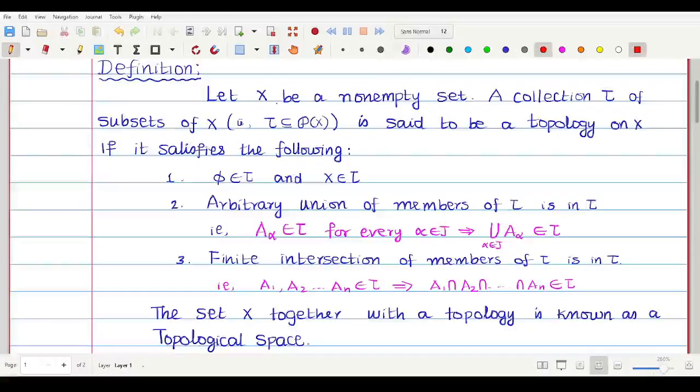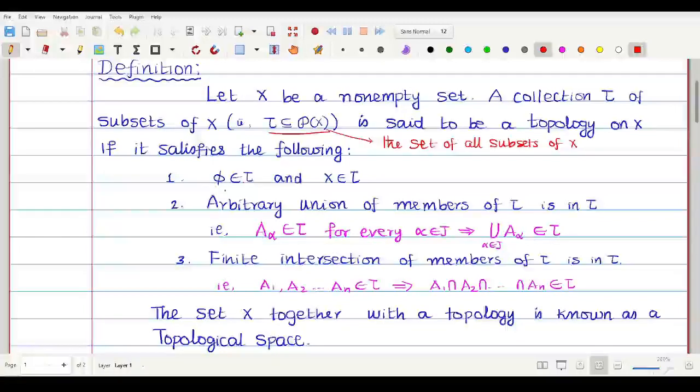Let capital X be a non-empty set, and a collection tau of subsets of X. That means tau is a subset of the power set P of X. This is called a power set, the set of all subsets of X. I take the set of all subsets of X, and take a collection from it. Tau, a subset of the power set, is said to be a topology on capital X if it must satisfy the following three conditions.